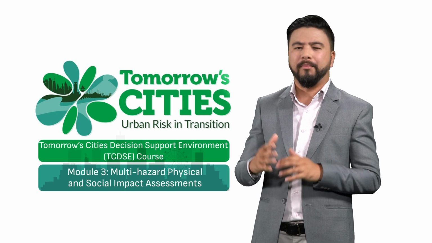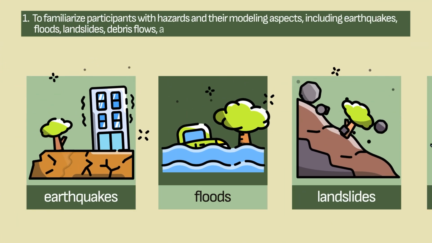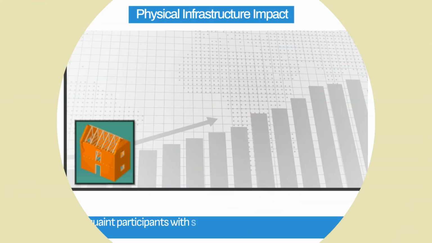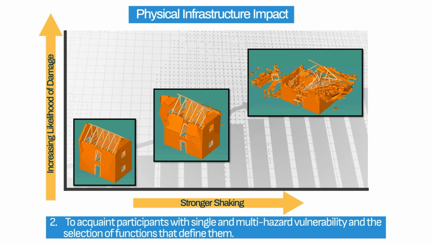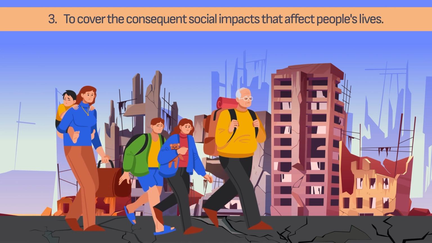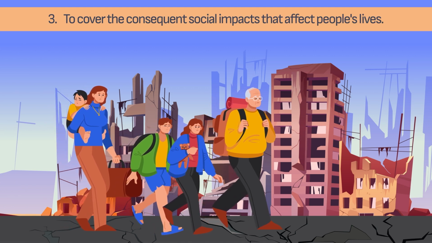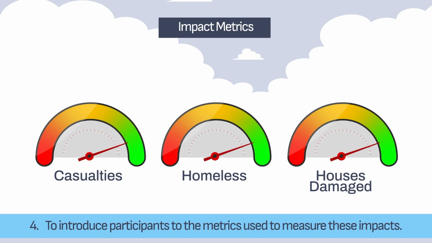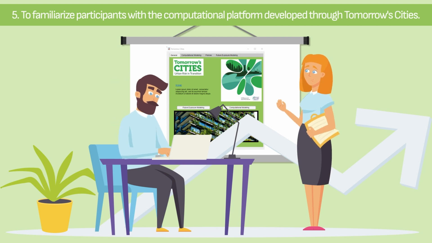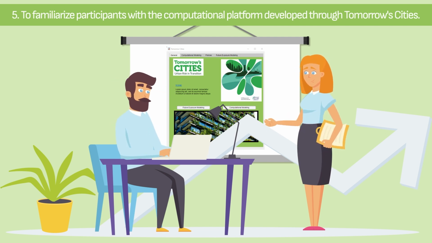First of all, it aims to familiarize participants with hazards and their modeling aspects, including earthquakes, floods, landslides, debris flows, and fires. Then it acquaints participants with single and multi-hazard vulnerability and the selection of functions that define them. Following that, the module covers the consequent social impacts that affect people's lives and introduces participants to the metrics used to measure these impacts. Finally, it aims to familiarize participants with the computational platform developed through Tomorrow's Cities.